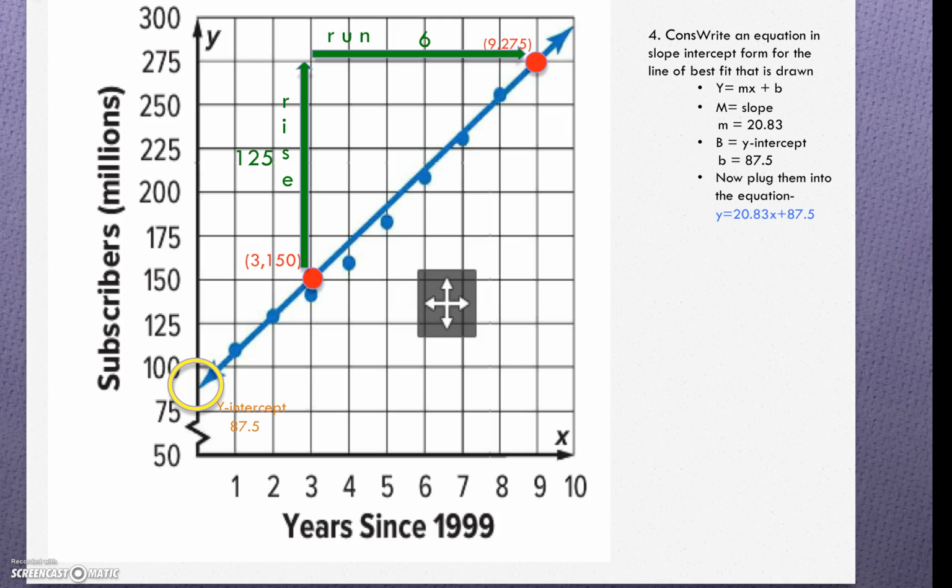I'm pretty sure you're wondering why we haven't plugged in x yet, but that's because you need to know what your conjecture is going to be about. My conjecture is about how many subscribers there are going to be in 2015. So I need to figure out how many years from 1999 to 2015. That would be 2015 minus 1999, which gives you 16.